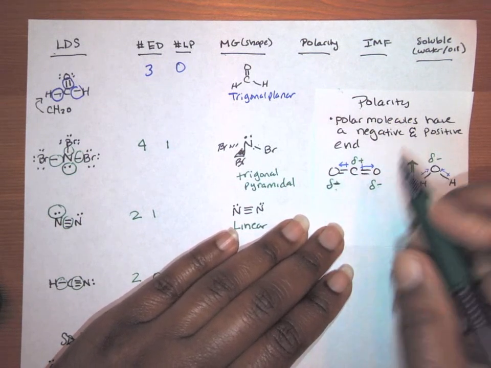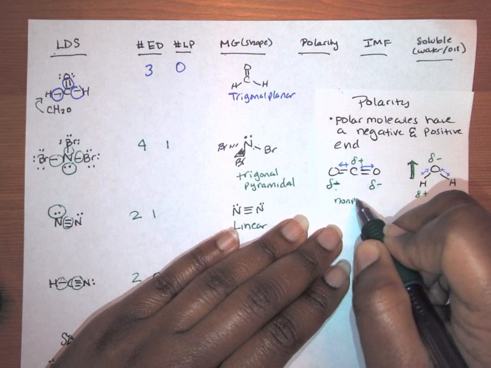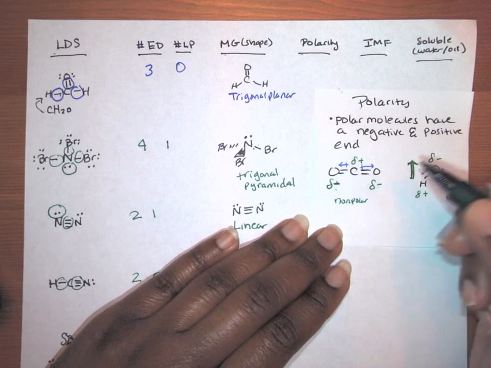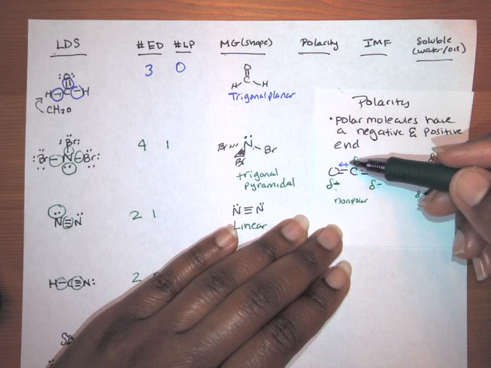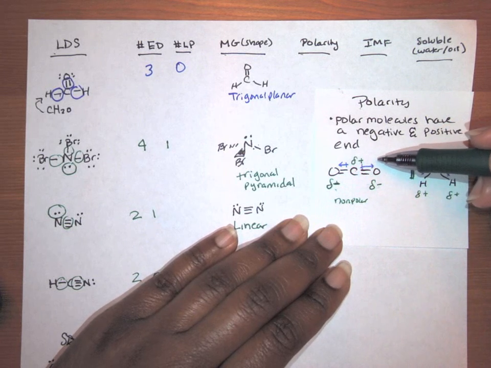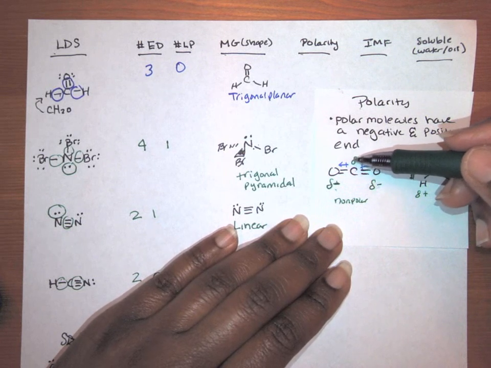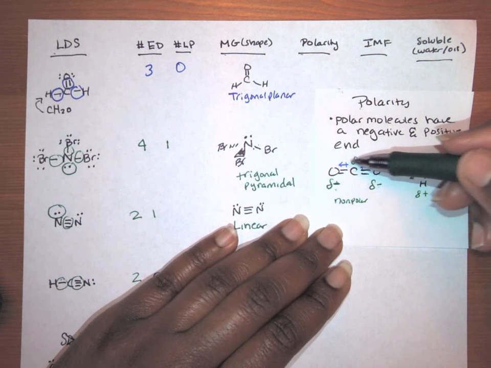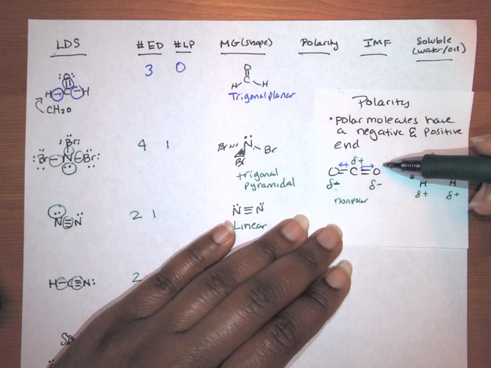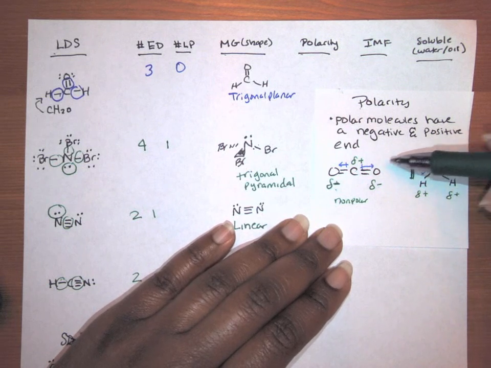So in this case, this would be considered nonpolar because it has 2 negative ends. It doesn't have a positive and a negative end. Another way of looking at it is, if you were to draw what are called bond dipoles, these blue arrows that point towards the more electronegative atom, these bond dipoles will cancel out because they're equal magnitude and going in opposite directions.